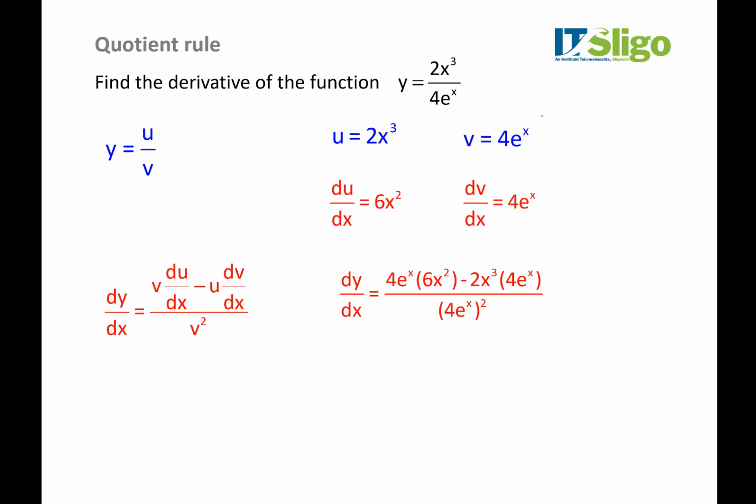Numbers do what numbers do, powers do what powers do. Remember to line up your answer in terms of number, highest power of x, and then e to the power of x. That's always the order. So this will be 24x squared e to the power of x, minus 4 by 2 is 8, x cubed e to the power of x. 4 squared is 16, and e to the power of x squared, remember, e to the power of x raised to the power of 2 is e to the power of 2x.